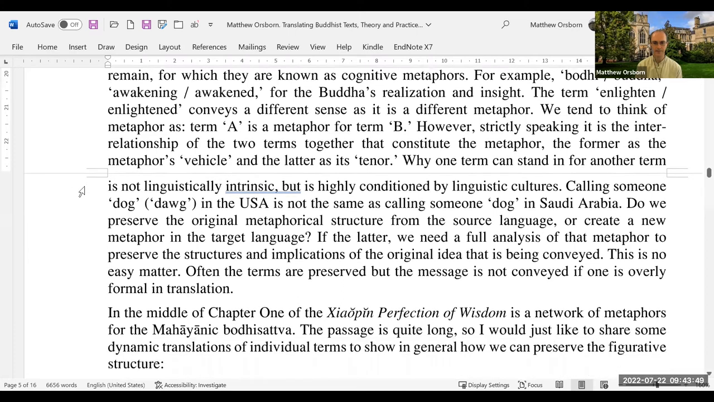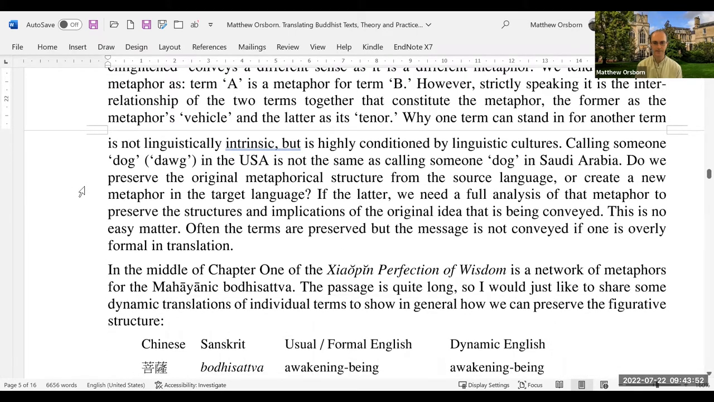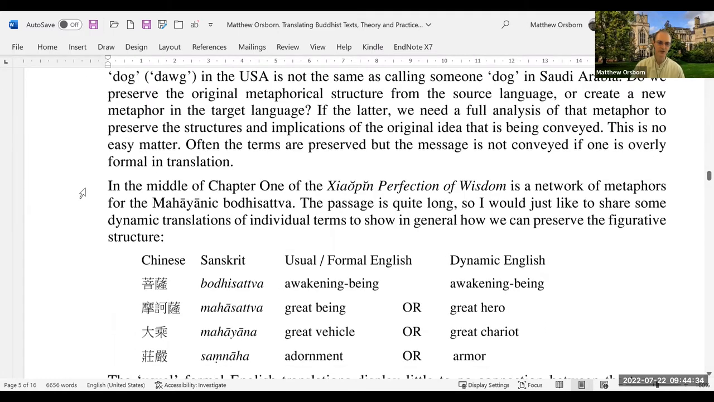Now, why one term can stand in for another term is not linguistically intrinsic, but it's highly conditioned by linguistic cultures. So calling someone a dog in the USA, or hey dog, is not the same as calling somebody dog in Saudi Arabia. The understanding and what's going to happen is going to be totally different. So do we preserve the original metaphorical structure from the source language, or do we create a new metaphor in the target language? If the latter, then we need a full analysis of that metaphor to preserve the structures and implications and make sure the original idea is being conveyed. Now, this is no easy matter. Often the terms are preserved, but the message is not conveyed if one is overly formal in translation.